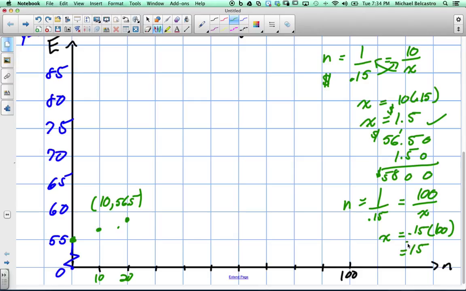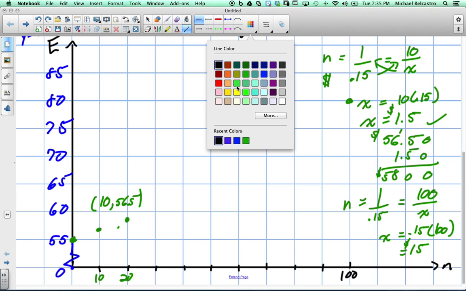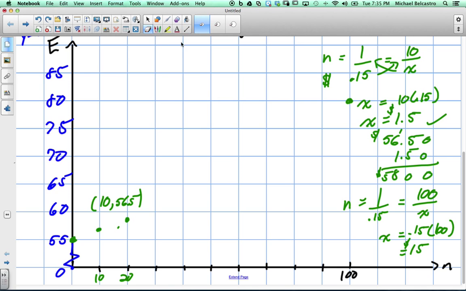$15. So we have to go up $15 from where we started. Where did we start? At 55. So what would be $15 from there? 80. So at 100, we're at the value of 80. And really, to draw a linear line, we only need 2 points. No, 70. Oh, you're right. It is 70. Good. And maybe you saw that.